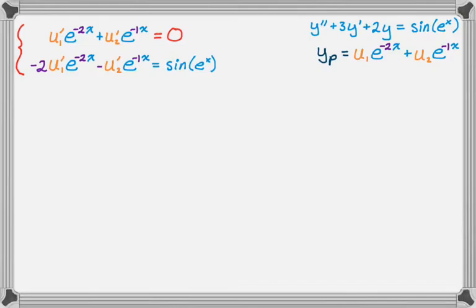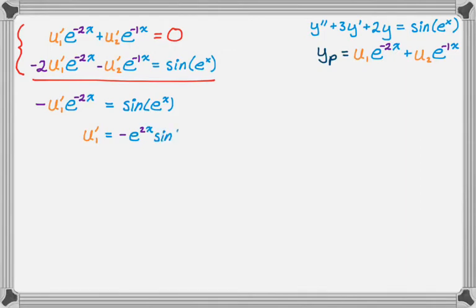Let's look at the system of equations. So look at the u2 prime e to the negative x terms. They're equal but opposite in the 2 equations, so I can actually just add these 2 equations. So I'm going to do that. It gives me negative u1 prime e to the negative 2x equals sine of e to the x. That's pretty good. That means that solving here for u1 prime, I divided by e to the negative 2x, but then I moved it to the numerator as e to the positive 2x. So u1 prime is negative e to the 2x sine of e to the x.